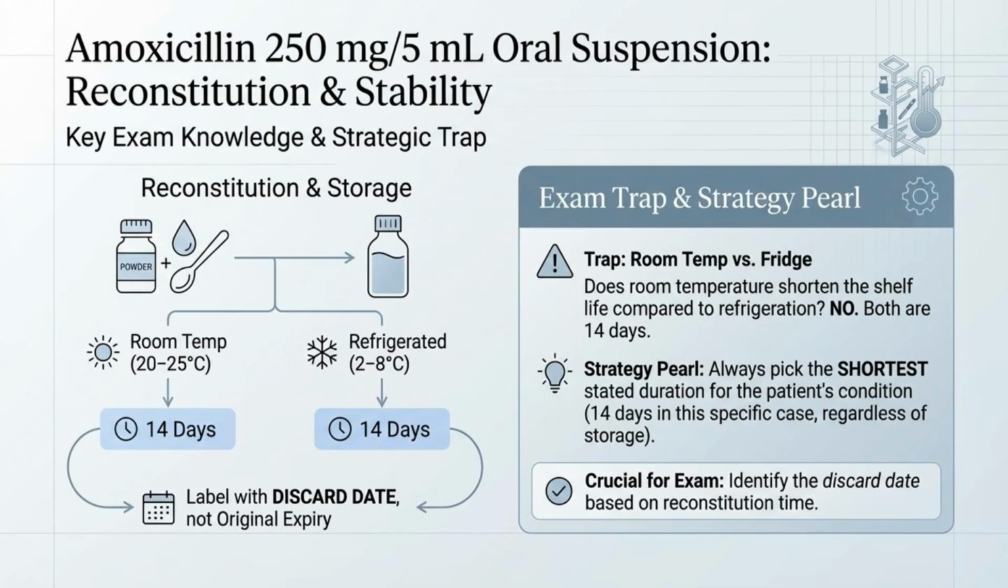For amoxicillin oral suspension, both room temperature and refrigeration allow a BUD of 14 days after reconstitution. The exam trap is assuming room temperature shortens stability. It does not in this case. Always label with the discard date.